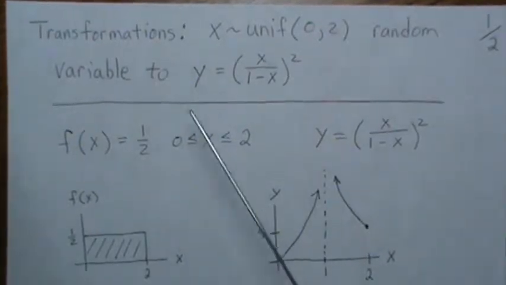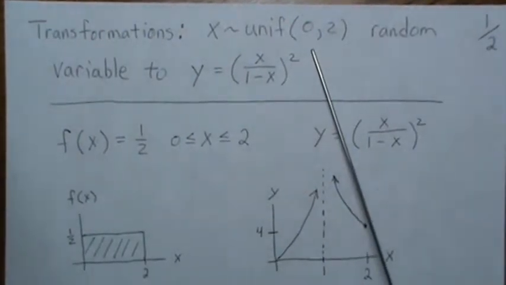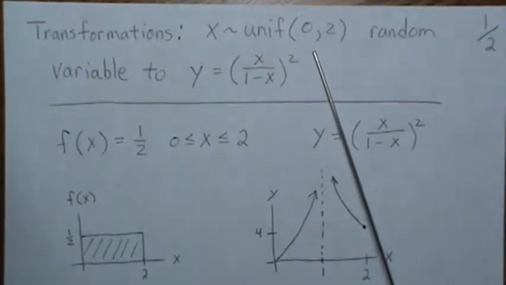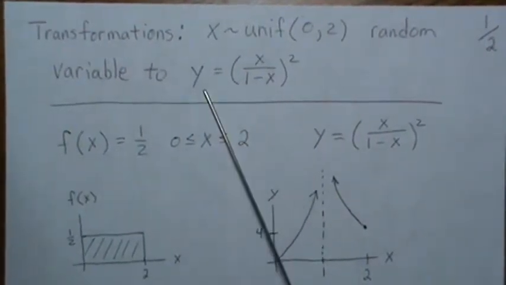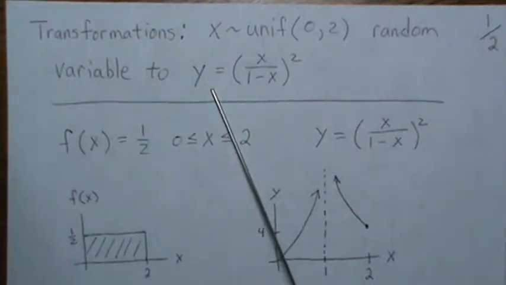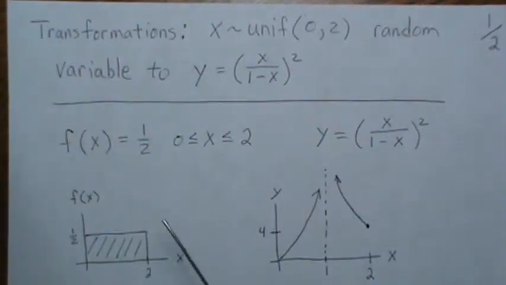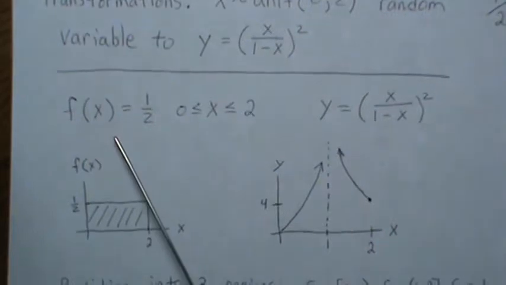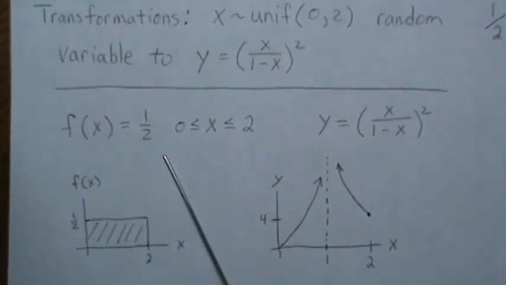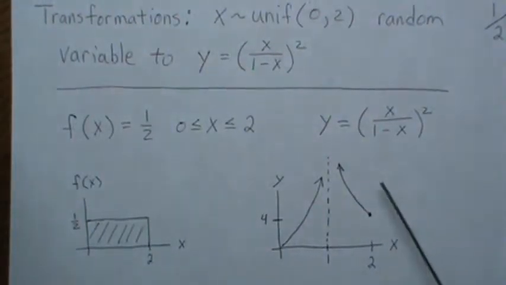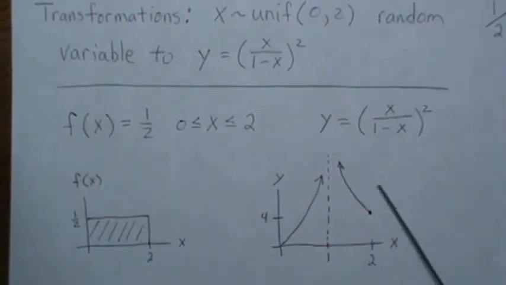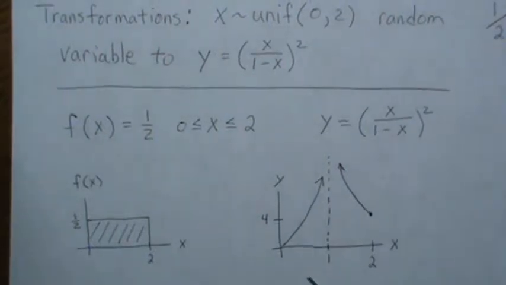We're going to take a uniform 0 to 2 random variable and transform it with this transformation. We want to find the density of y. So we'll just start right in, and f of x is 1/2 over the range of 0 to 2. That's what a uniform distribution is. And we want to transform it to y, and that looks like this distribution.